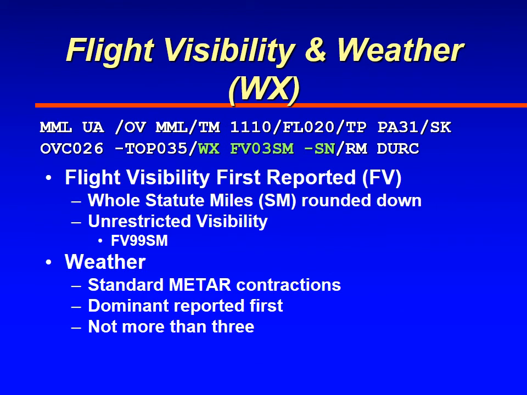Next comes flight visibility, and that's abbreviated FV. The weather is also included in this, WX. And if you don't have any restrictions to flight visibility, then you report it as 99. That means unlimited. And then the weather, you use standard METAR contractions and you report what you see, and then the person taking the observation will sort through the weather that you reported, and then will report the most dominant type. They can only put in 3, and the most dominant is reported first.